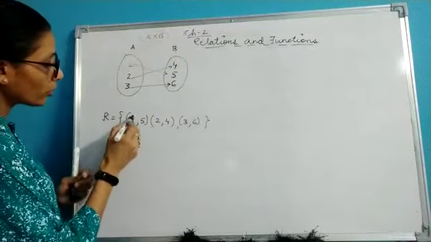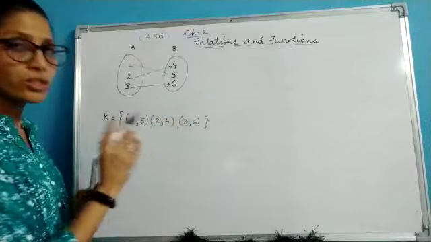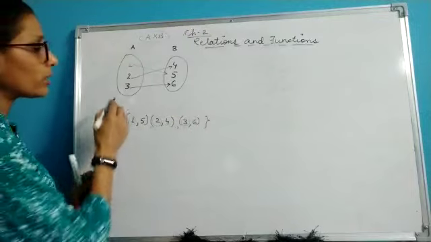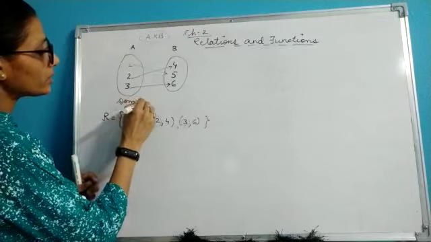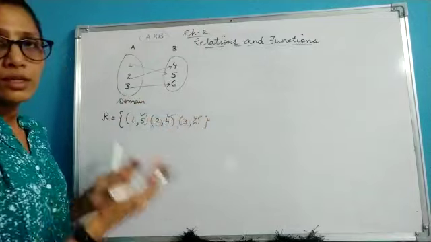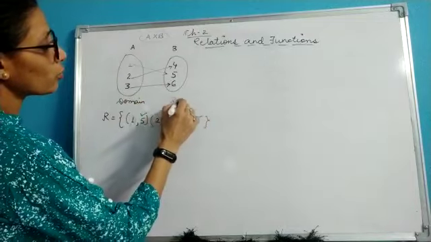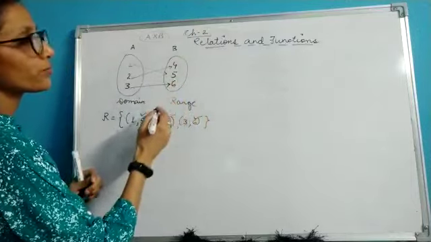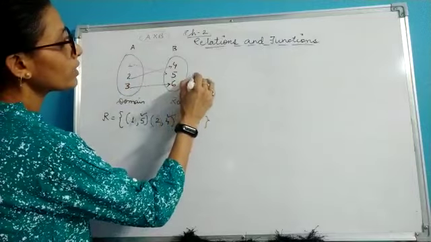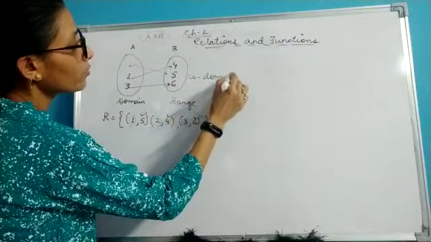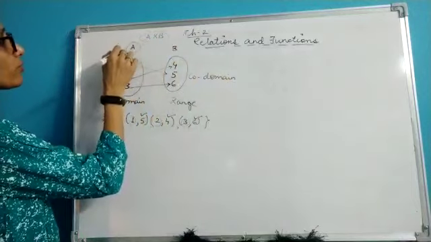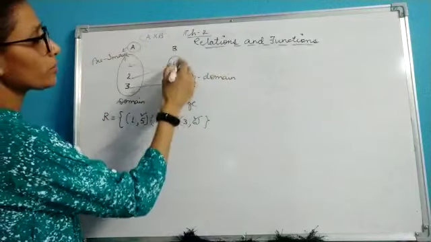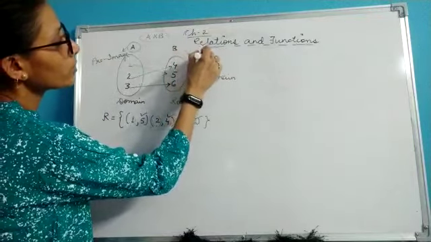So children, I told you that these first letters in the relation are known as domain and the second numbers are the range of the relation. I have also told you that all the elements of set B are known as codomain. We can call the elements of A also as pre-image, and the elements of set B are also known as image.